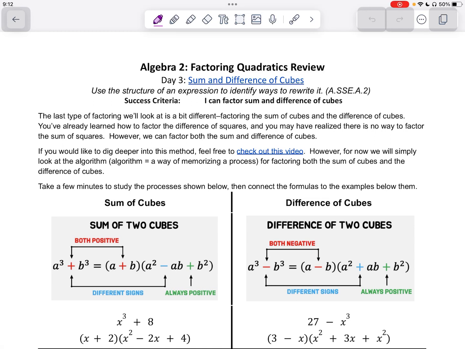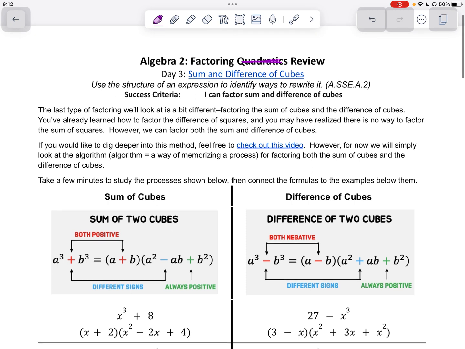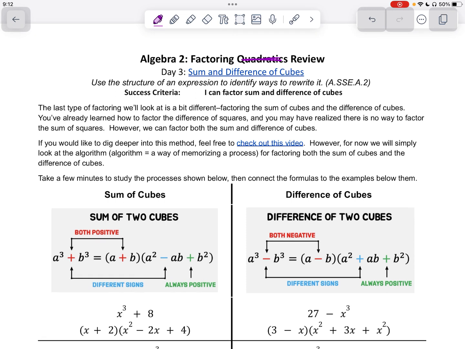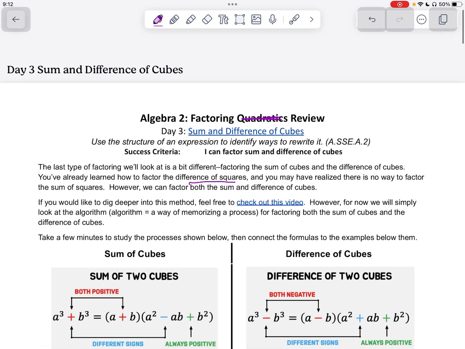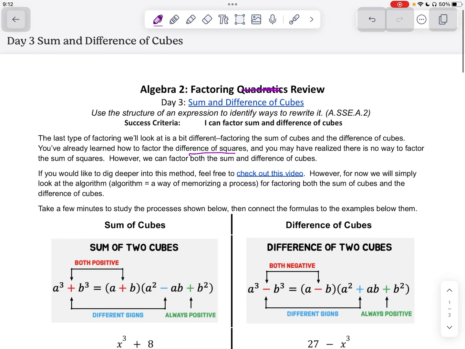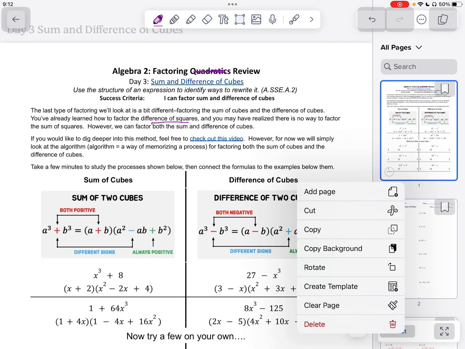All right, the last type of factoring we are going to look at takes us out of the realm of factoring quadratics. So it should just be factoring review. We're going to be looking at factoring the sum and difference of cubes. We've already learned how to factor the difference of squares. And hopefully when we did that, you realized that there's no way to factor the sum of squares.